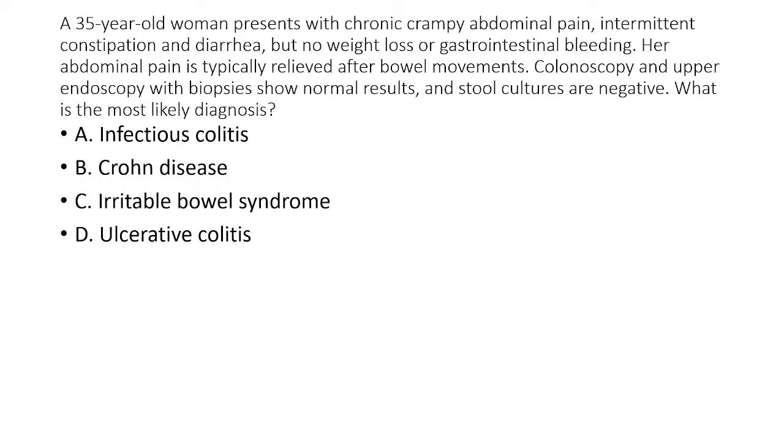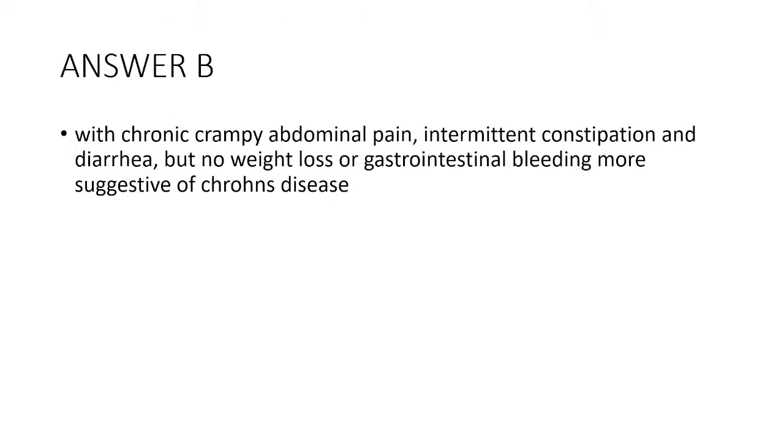A 35-year-old woman presents with chronic crampy abdominal pain, intermittent constipation and diarrhea, but no weight loss or GI bleed. Her abdominal pain is typically relieved after bowel movements. Colonoscopy, upper GI endoscopy with biopsy show normal results. Stool cultures are negative. What is the most likely diagnosis? No, it is not Crohn's. Crampy abdominal pain, intermittent constipation and diarrhea, but no weight loss or GI bleeding, is more suggestive of IBS.